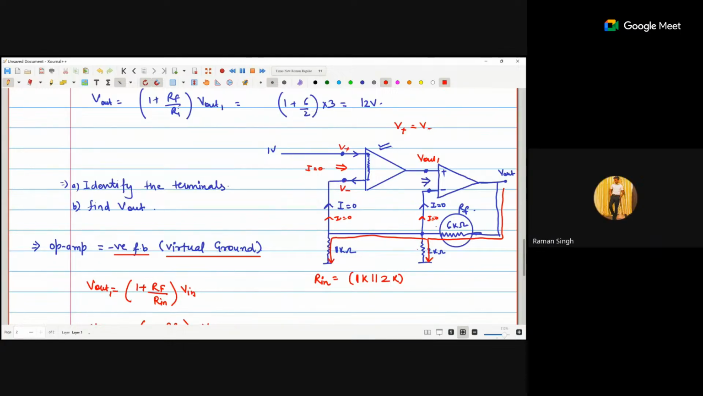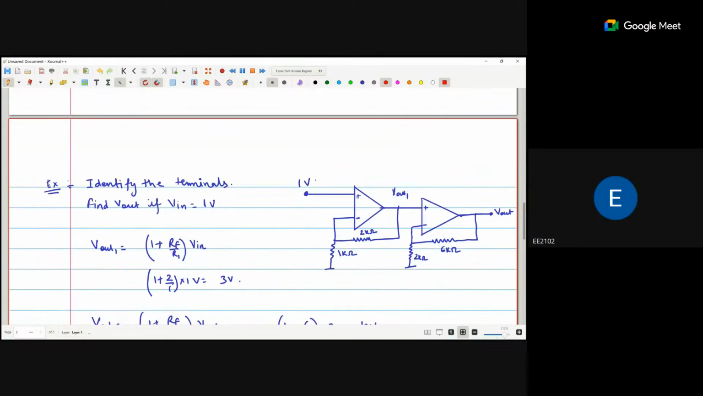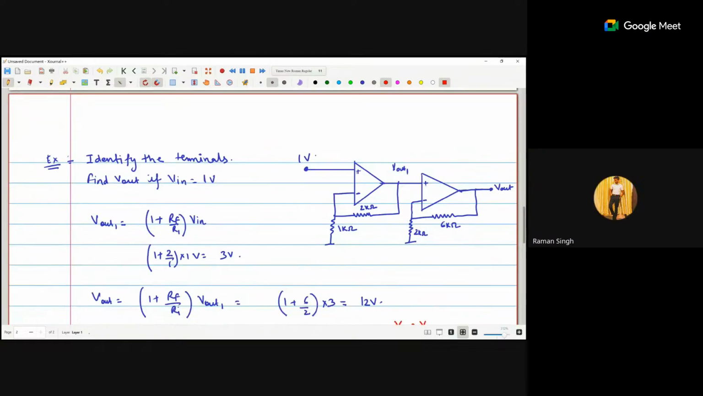So, sir, why is this concept not applied in the above question? That was also in negative feedback, no? Yes, sir. Here we are taking always I is equal to 0. In this one I is equal to 0. In this one I is equal to 0. That's why we consider this as my feedback path, and the amplification gain will be provided because of this one.